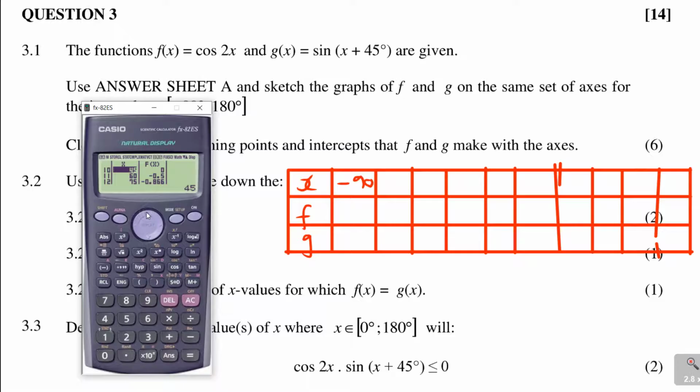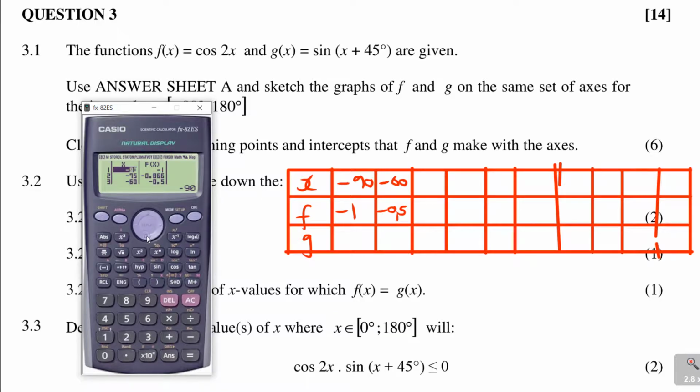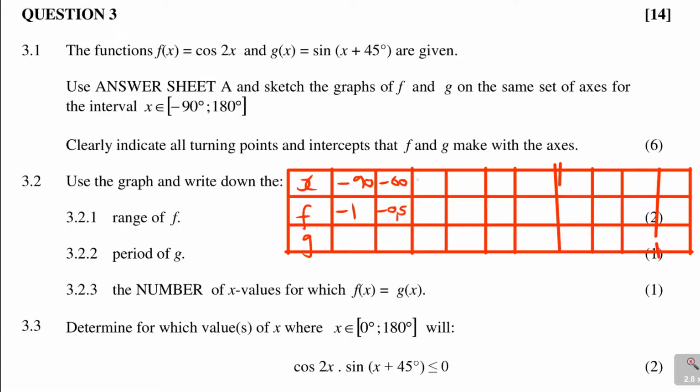Let's start from the negative there. So 90 is minus 1, remember? 60 is minus 0,5. 90 is minus 1, negative 60, negative 0,5. Bring it back. We do the same thing. Negative 45 is 0, negative 30 is 0,5.